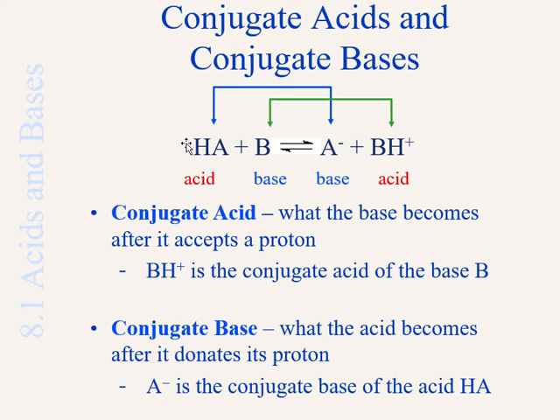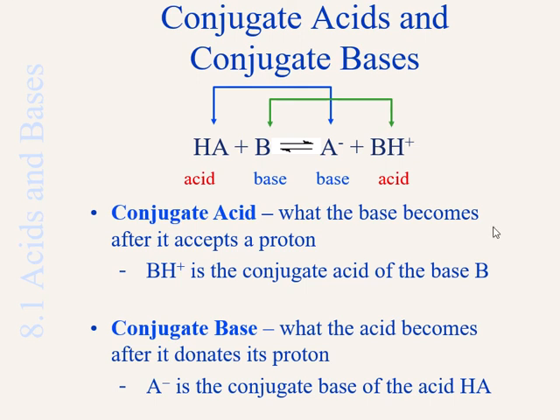The word conjugate sounds similar to conjoined twins. Conjoined, well, not necessarily twins, but you know what conjoined twins are. They are joined together. They are connected together. Similarly, HA and A minus are in that sense not exactly connected, but conjugate. They are conjugates of each other. The acid and the base here are conjugates. So this is the acid and its conjugate base, while this is the base, original base, and its conjugate acid is given here on the right.